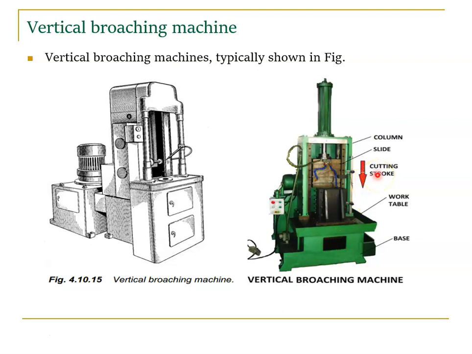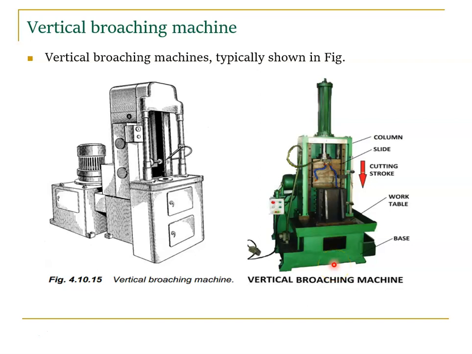in broaching the metal removal takes place with the help of reciprocating motion, not rotary motion. In drilling there is rotary motion; here we have a ram. At the end of the ram, as in the horizontal one, we have a broaching tool and we place our workpiece there. It is generally a push type, right? Column and slide, the cutting stroke is in the downward direction, and we have a work table, right? It is a base, right?